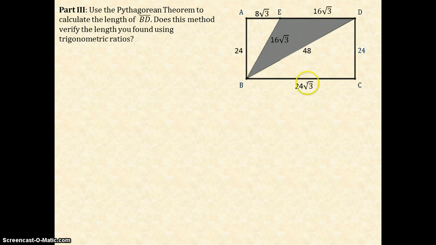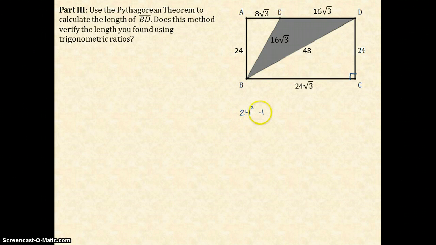So now that we have all these lengths, well, it says to use the Pythagorean theorem to calculate the length of BD, but we've already done it using other methods. But let's just check and make sure. So the Pythagorean theorem says if you have a right triangle, then the leg squared plus the leg squared equals the hypotenuse squared.